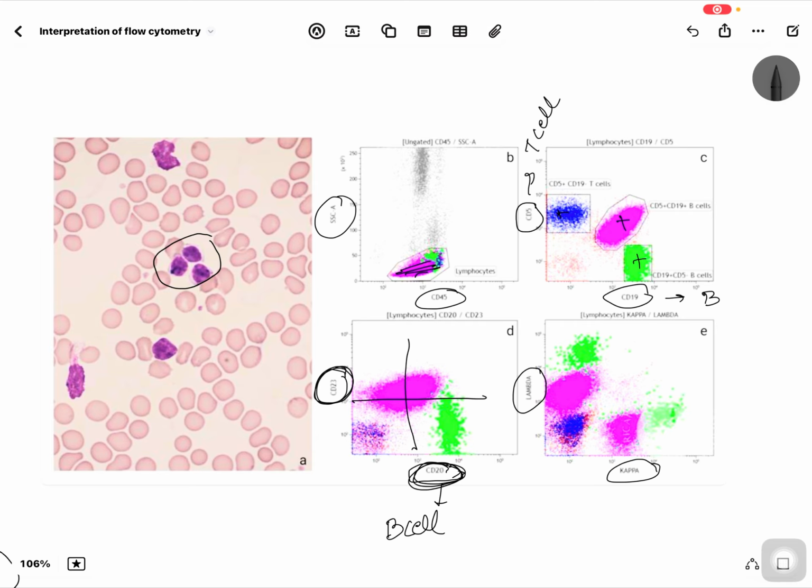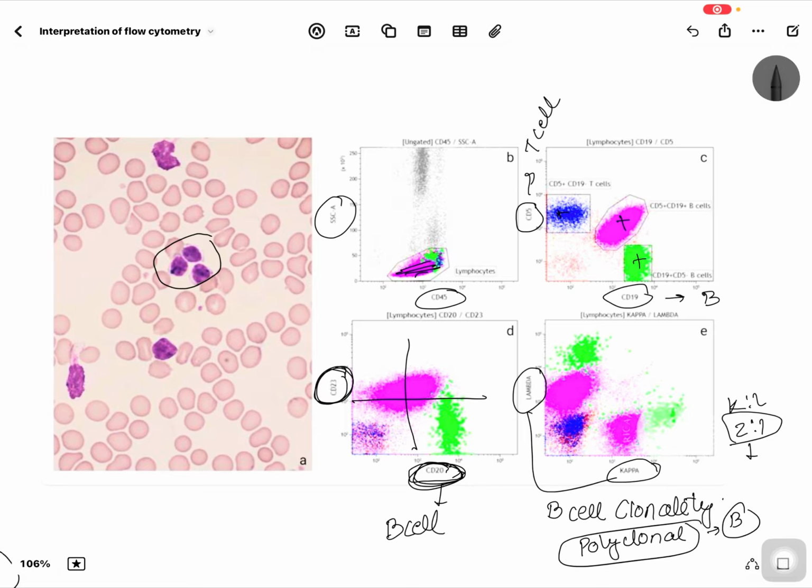And what do you mean by kappa and lambda? Kappa and lambda tell you about B cell clonality. Okay, so the ratio between kappa and lambda is 2 to 1. What does this exactly tell you? This means there is a polyclonal population of B cells. Can you see both kinds of population? It is roughly equally divided between kappa and lambda. That means a polyclonal B cell population is present.